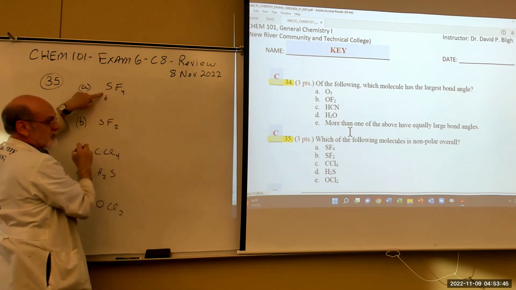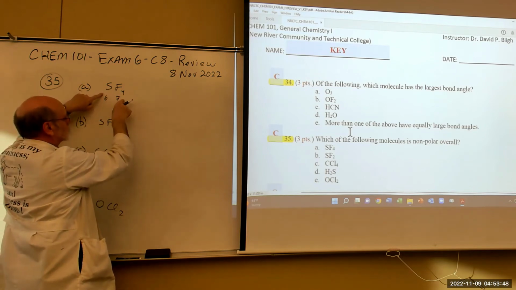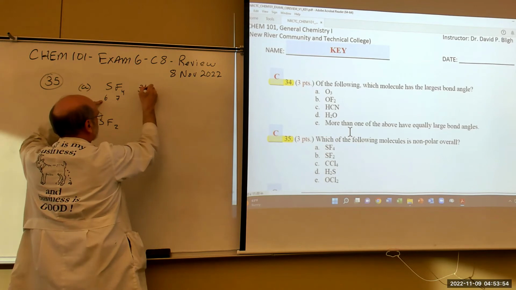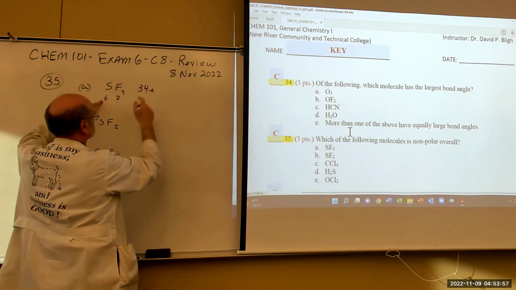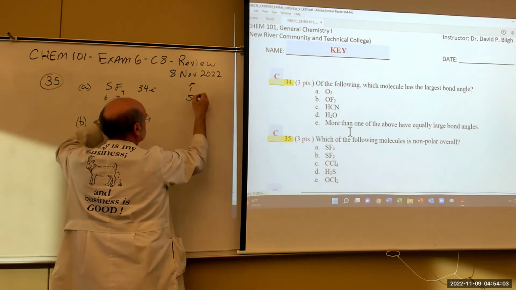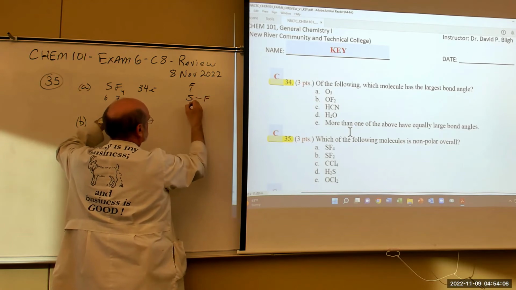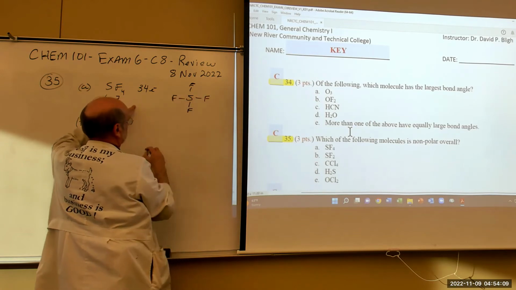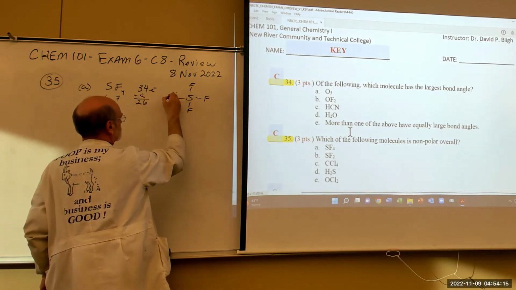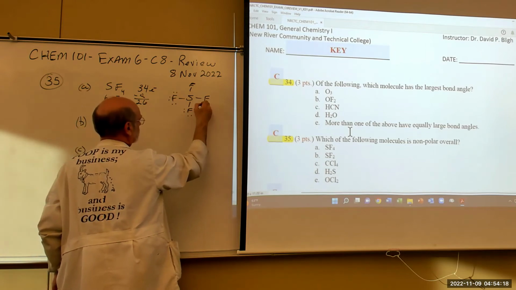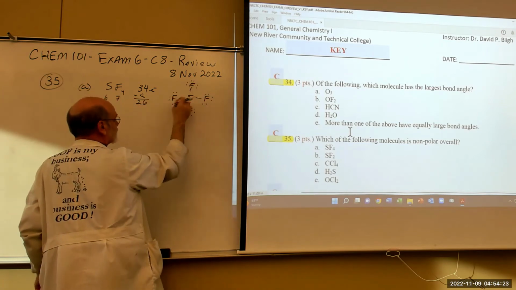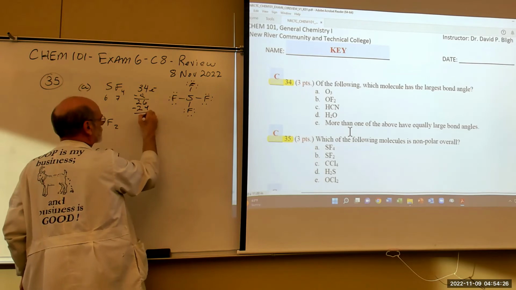Sulfur has 6, same as oxygen. Fluorine has 7, so 4 times 7 is 28. And 28 plus 6 is 34. 34 electrons. Okay, we have sulfur here. We have fluorine, fluorine, fluorine, fluorine. Okay, 2, 4, 6, 8 minus 8 is 26. Okay, all octets, we have 4 times 6 is 24. These 2 electrons.